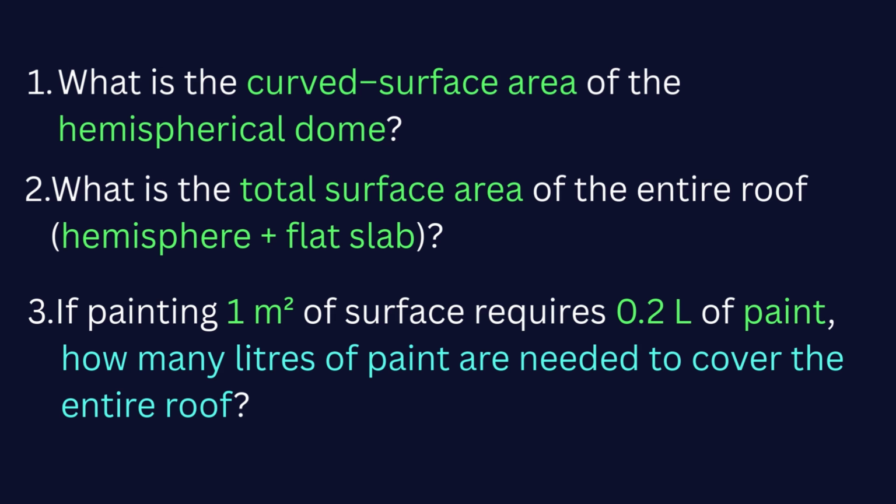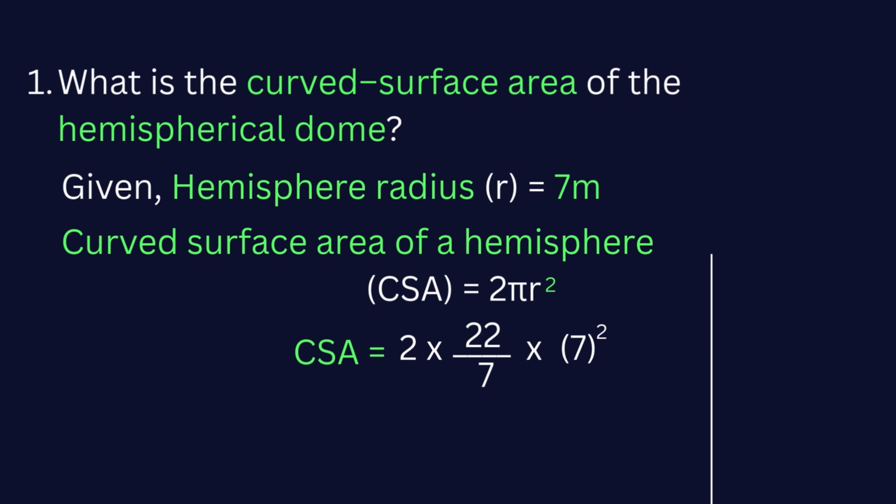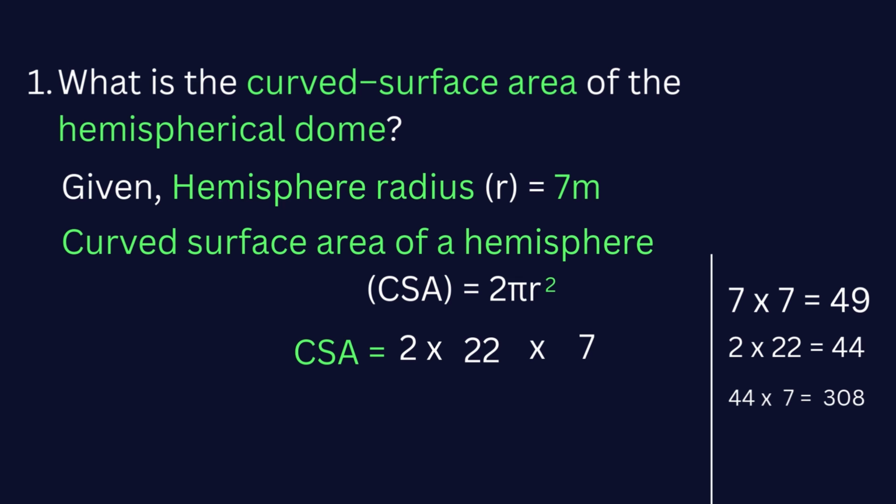From the question given, radius is 7 meters and the formula for curved surface area is 2 pi r squared. Let's plug in the values. We have CSA equal 2 times 22 by 7 times 7 squared. For pi, I'll be using the ratio 22 by 7 and not a decimal version of it. First, let's simplify the radius squared. 7 times 7 gives me 49. And if I cancel out the denominator of 7 with 49, I am left with 7. And all I need to do is multiply these values, and the curved surface area is equal to 308 meters square.